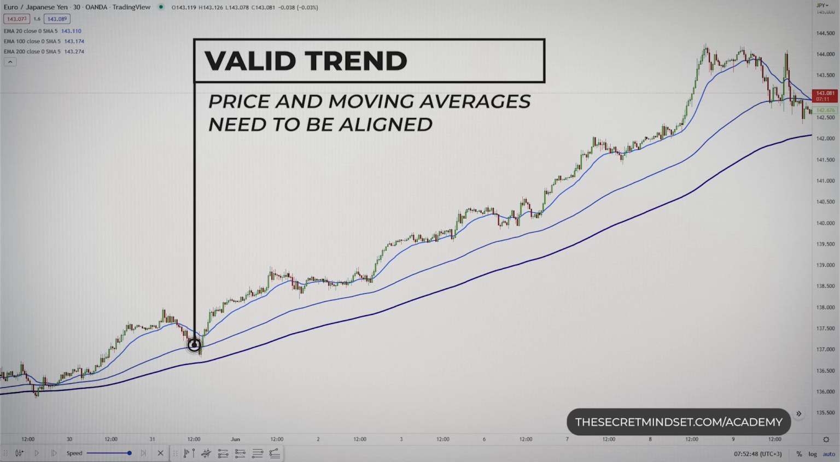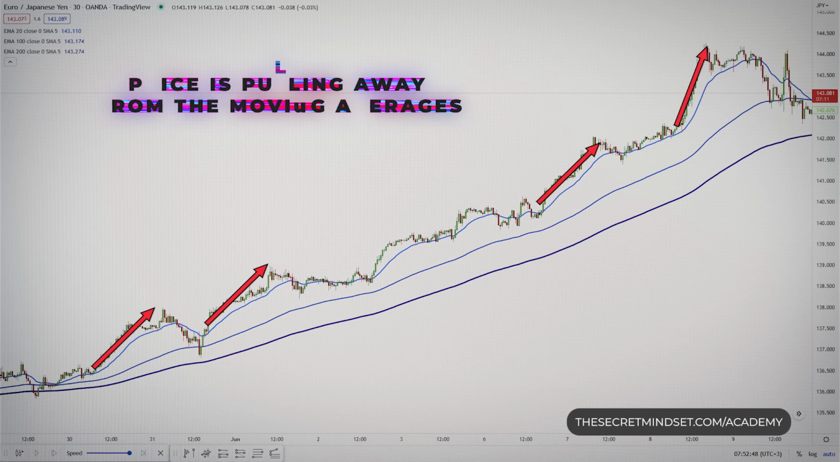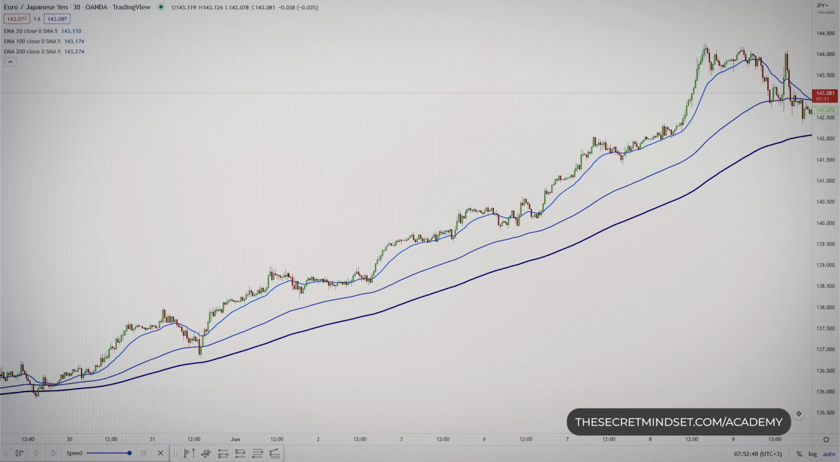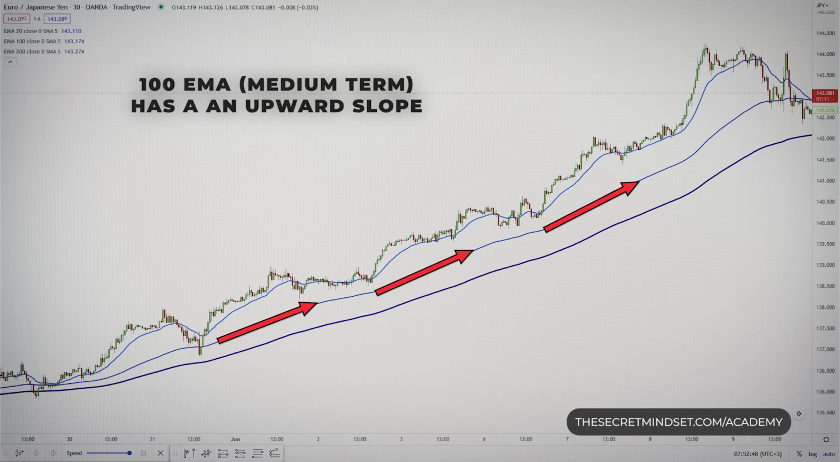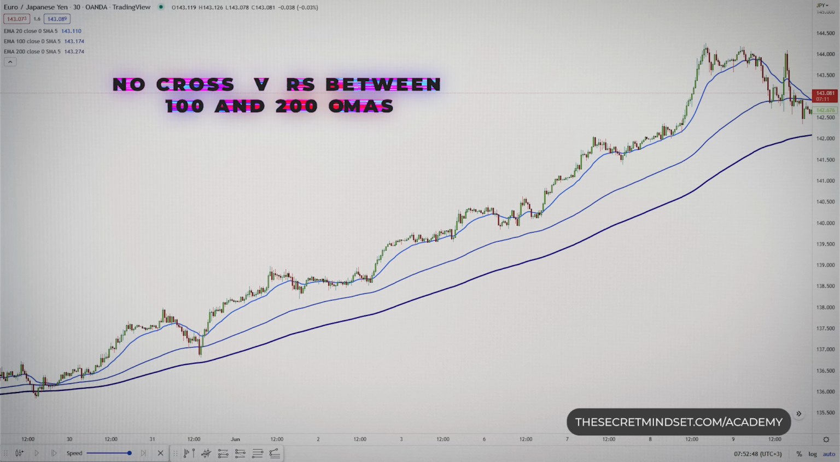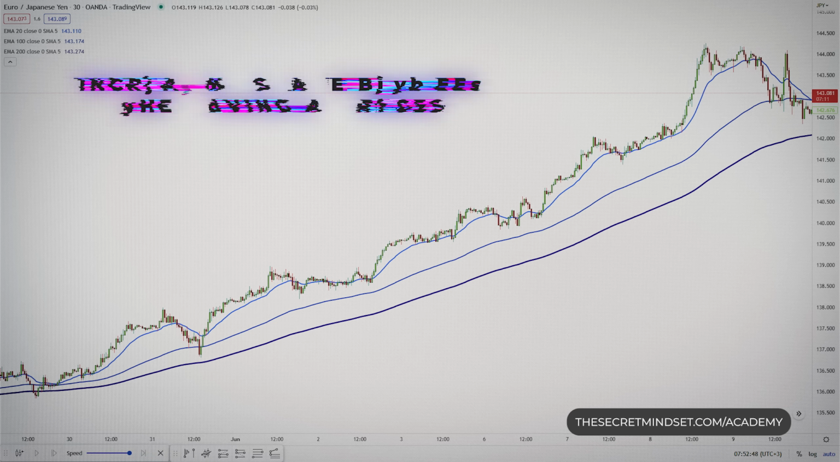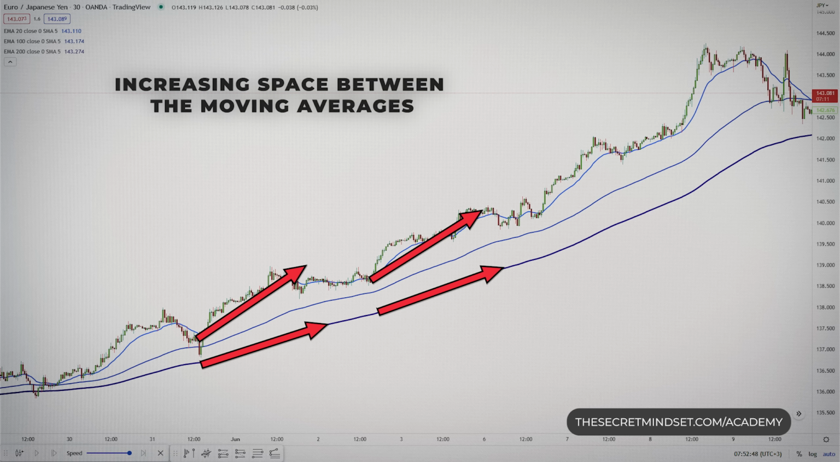If we look at this uptrending market, we observe other key behaviors. Price is pulling away from the moving averages. The short-term moving average, the 20 EMA, moves away from the medium-term one, the 100 EMA. The medium-term moving average has an upward slope, meaning it's not flat. There are no crossovers between the 100 and the 200 exponential moving averages. We also see increasing space between the moving averages.